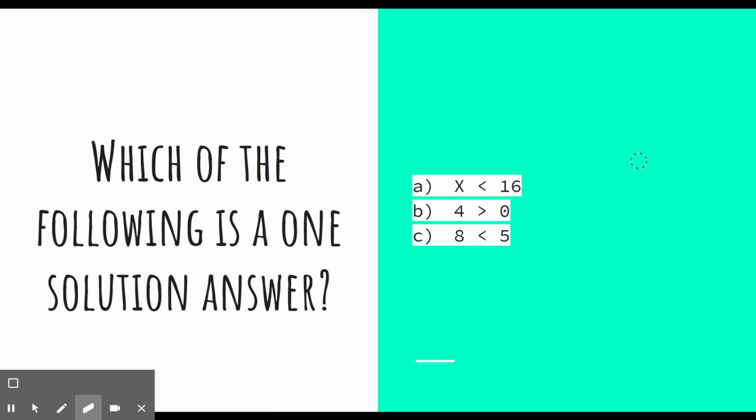Okay, first question. Which of the following is a one solution answer? Is A the example of what it looks like with one solution? Is B the example? Or is C an example of what it looks like with one solution? If you're not sure, we went through this on the very first slide, giving the examples of what one solution looks like.